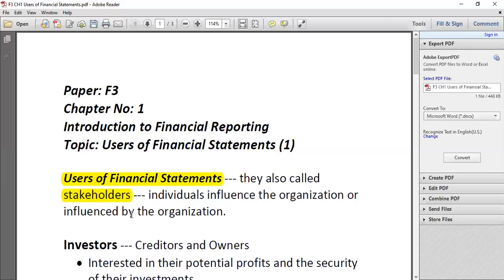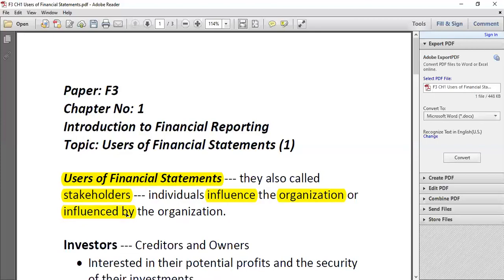Now those users are also called stakeholders of the organization. So what do you mean by stakeholder? Stakeholder means any individual or any other entity which influences the organization or is influenced by the organization. It's a two-way process. The organization is influencing them or they are influencing the organization.